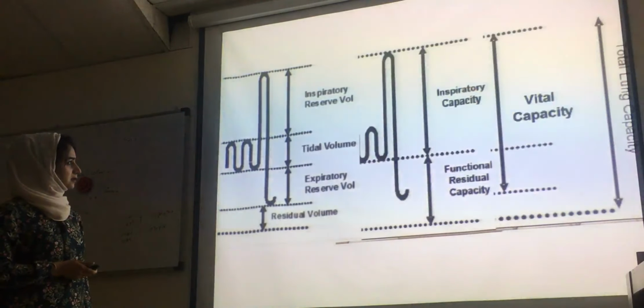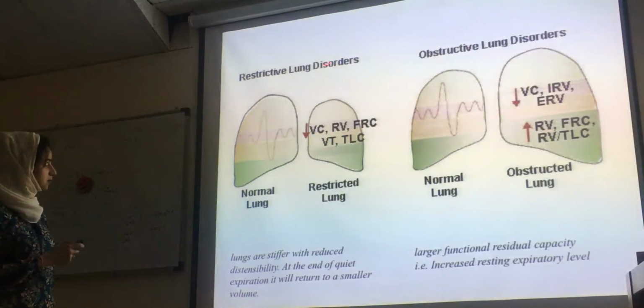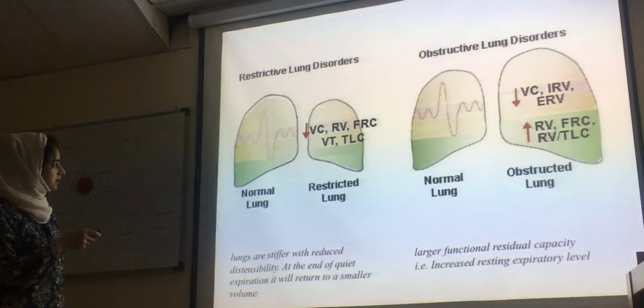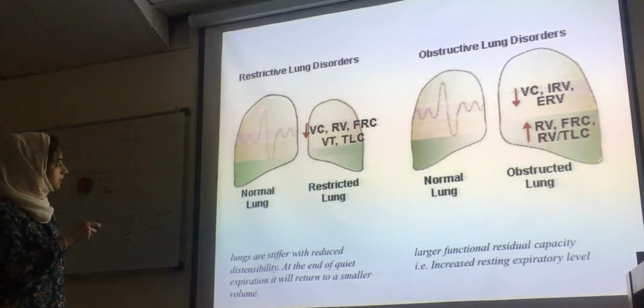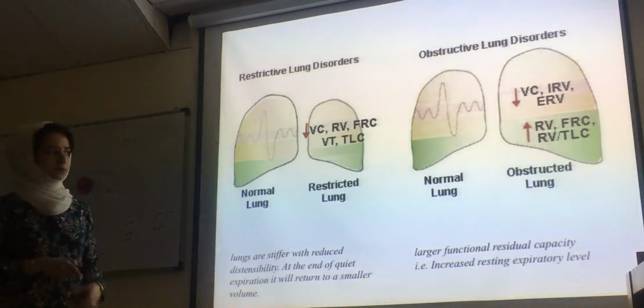We discussed the lung volumes here, and this is the restrictive lung disorder or fibrosis. All the lung volumes decrease. You can see here the lung. This is the normal lung. This is the stiff lung. It becomes smaller like this. That's why vital capacity decreases. The tidal volume, the residual volume, functional residual capacity, total lung capacity, all of the volumes are decreased.